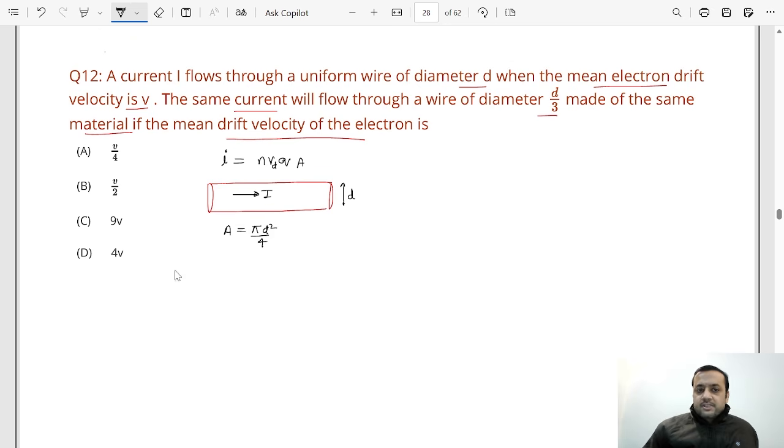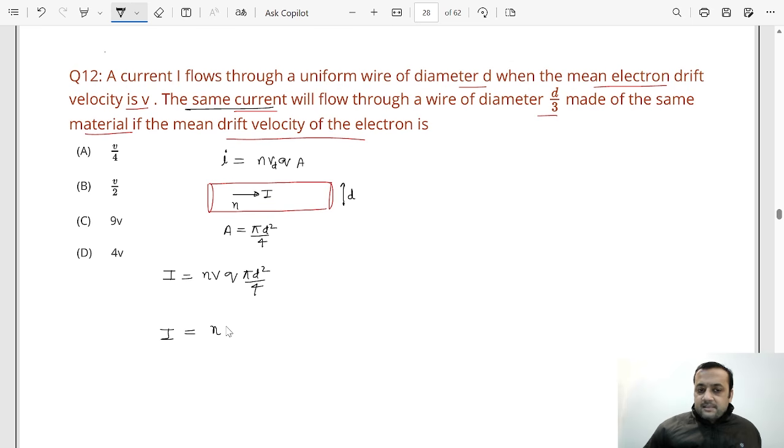So in the first situation, the current value is I. n is the number of free charge carriers per unit volume, so it's a property of the material. Let's say the n value is n itself. Drift speed is v, q is the charge on the electron magnitude wise, and A will be pi d square by 4. All right. In the second situation, the current is again the same. n will be the same because it's a property of the material, and the material is the same.